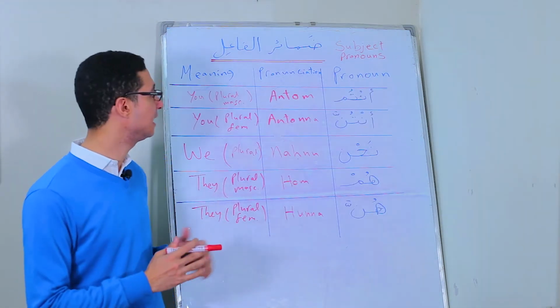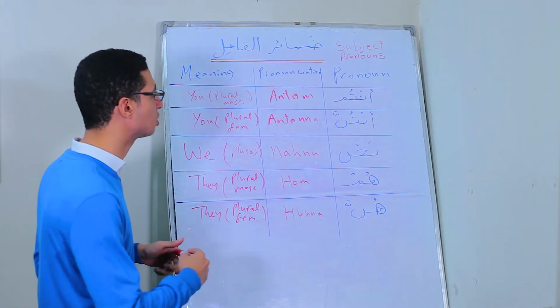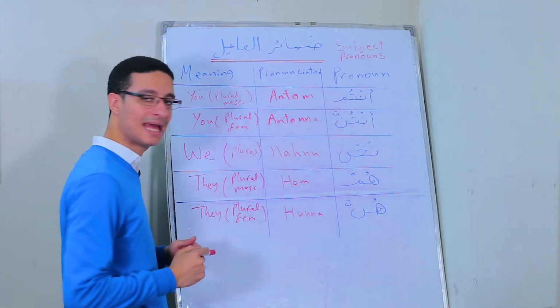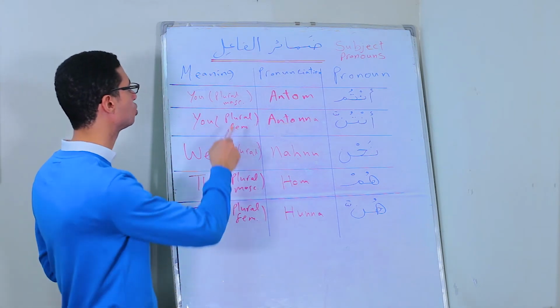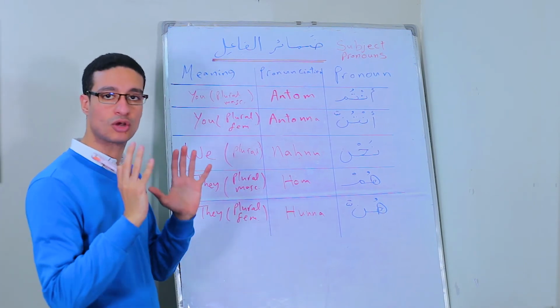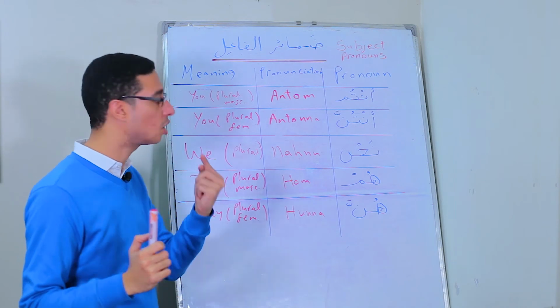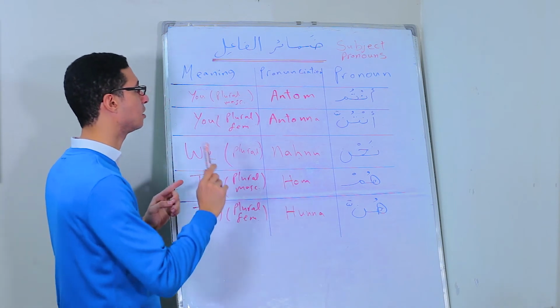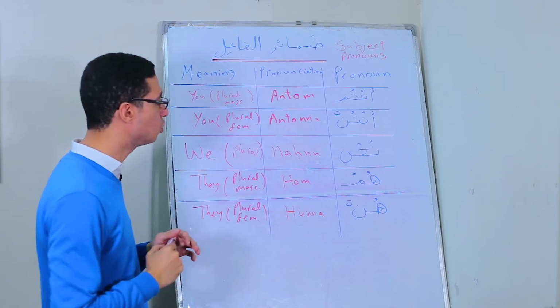The last group is the plural group. Okay, the plural, we will start with antum. It means you. It's plural for masculine. If you're talking to a group of guys, or even a group of girls with one guy. Okay, if there is a guy in the group, it will be antum. Okay, you.